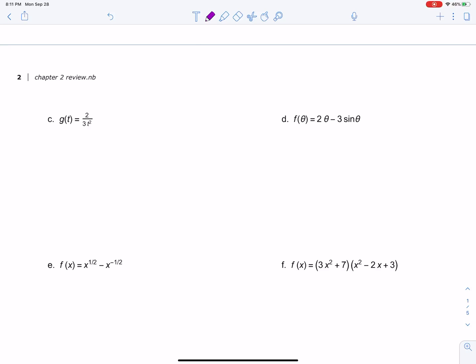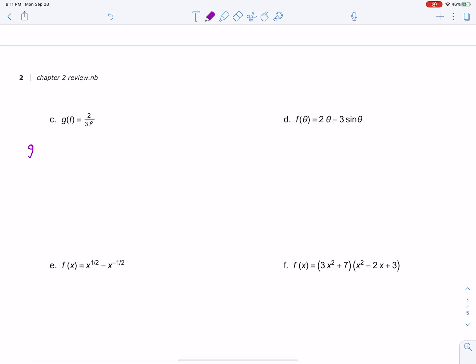So again, I'm going to do this algebraically first. I could do quotient rule, but I could also algebraically write this like this. And now I can apply an easy power rule, right? So why not do that? So g prime of t equals -4/3 t to the -3.